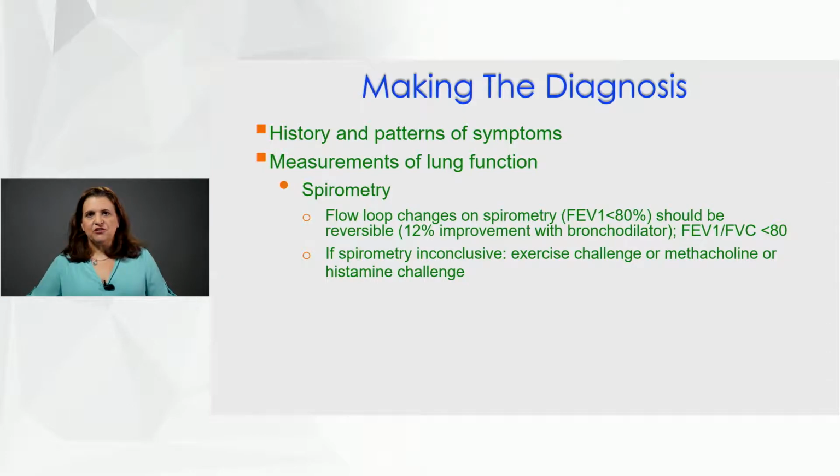The flow loop changes on spirometry, or FEV1, should be reversible. A normal FEV1 is greater than 80. If the FEV1 is below 80 or even above 80 and improves by 12% following a bronchodilator, that's characteristic of asthma. An FEV1 FVC ratio of less than 80 is also a very sensitive marker of asthma. If spirometry is inconclusive, other tests are available, such as exercise challenges or methacholine and histamine challenges.